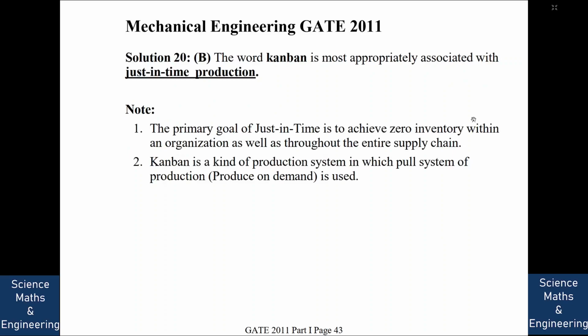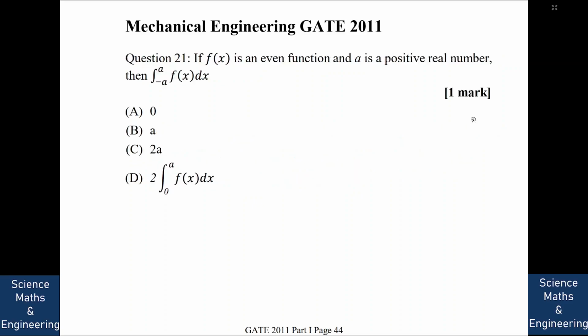The just-in-time production. So Kanban is a Japanese word, and just-in-time is a production technique where we try to achieve zero inventory within an organization as well as throughout the entire supply chain. And Kanban is one of such production techniques where we use a pull system of production, that is, we produce on demand. So we'll go to the next question.